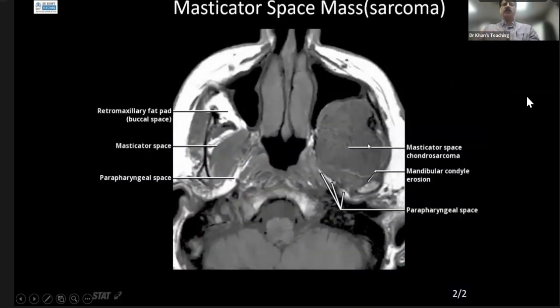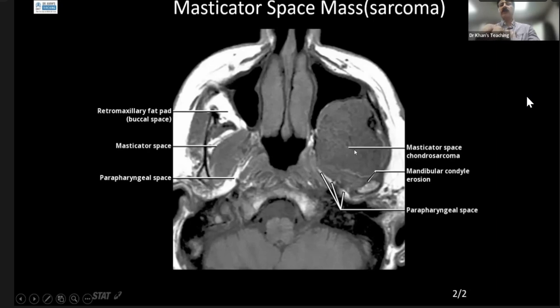Now, this is, for example, a case in which you see a right-sided masticator space sarcoma. So this is the concept. What happens is, this is the right-sided masticator space. First of all, you have to know your anatomy, that this is medial pterygoid, this is lateral pterygoid, and then you will understand that this is a mass in the masticator space.